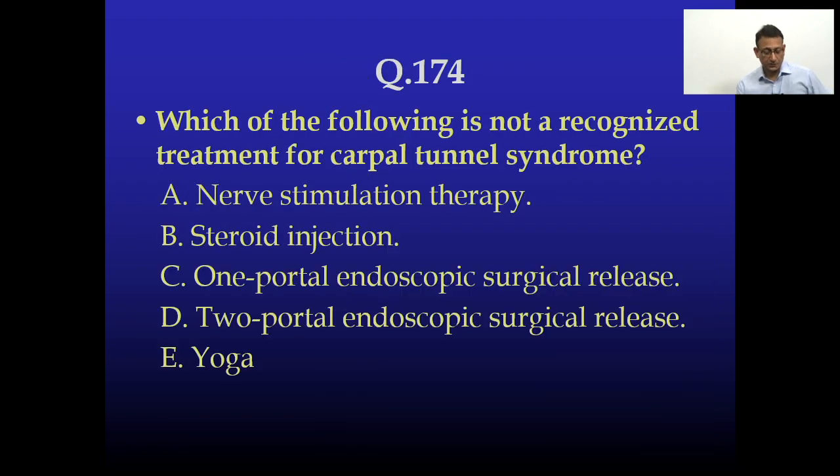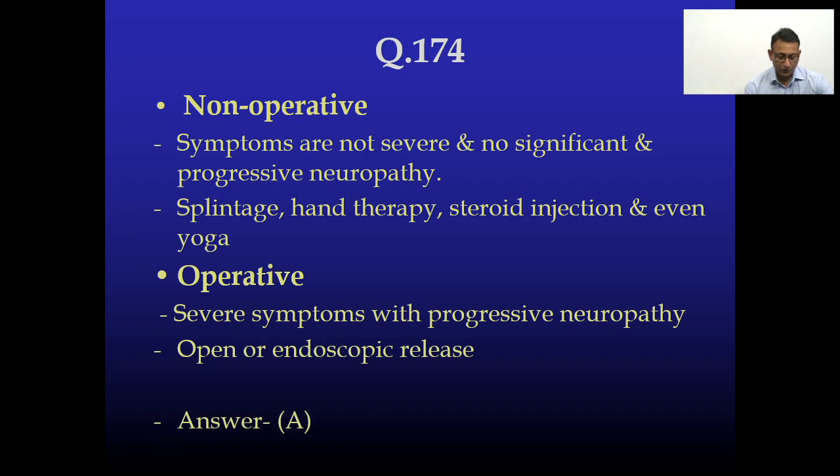So, next, question number 174 is: which of the following is not a recognized treatment of carpal tunnel syndrome? I presume you all know what carpal tunnel syndrome is. This is the compression of the median nerve under the volar carpal ligament at the wrist. I have added another choice E, which is not given in your original question, which is yoga, to just confuse you more. So, which treatment is not beneficial in treating carpal tunnel out of these? Let's have a look at the non-operative and operative treatment which can be done for carpal tunnel syndrome.